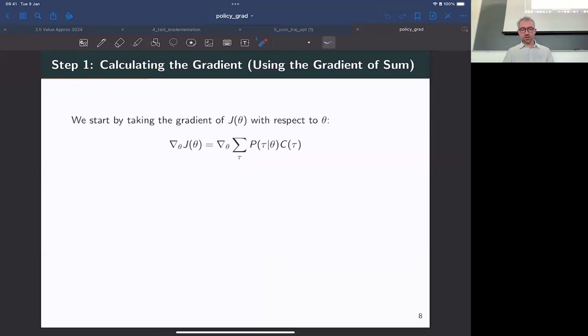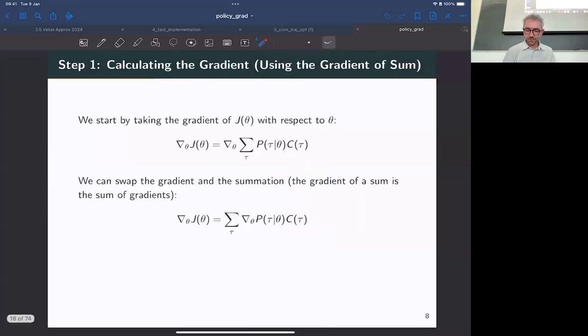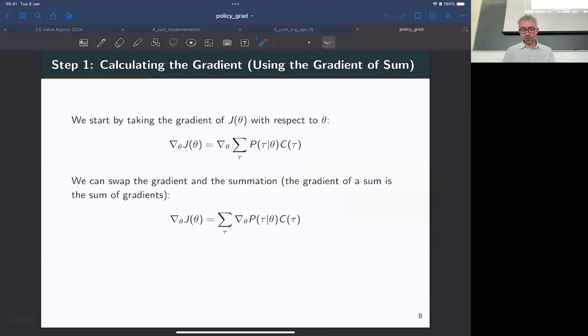Okay, so let's take the definition of J, which is this object, and let's take its gradient. We just add the gradient symbol nabla in front of it. We're taking the gradient with respect to theta, which are the parameters of the policy. We can swap the gradient and the summation, so we get the summation over all possible trajectories of this gradient.